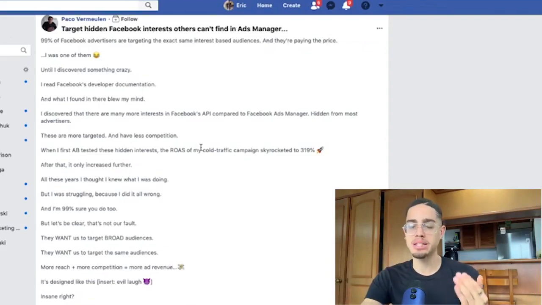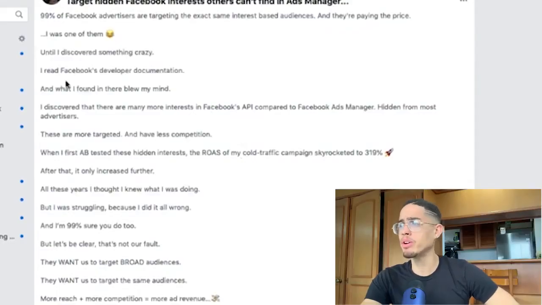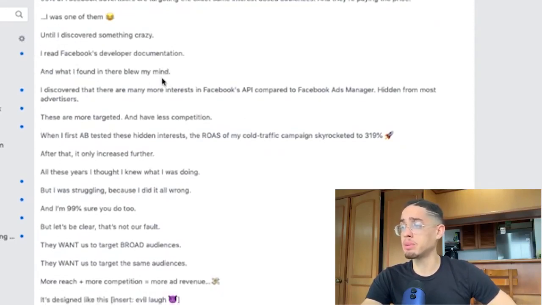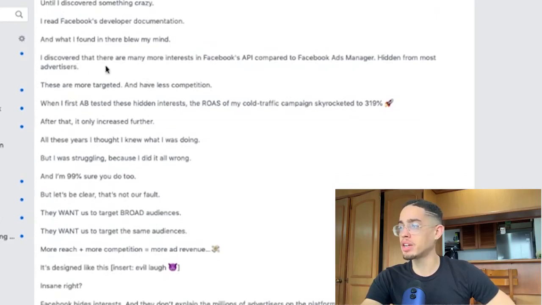Now, obviously as a marketer, I can pick this thing apart, but as a consumer, I'm not really gonna be able to pick this apart, and I still actually almost bought this product, and I probably will anyways. So, until I discovered something crazy, I read Facebook's developer documentation, and what I found in there blew my mind. I discovered that there are many more interests in Facebook API compared to Facebook Ads Manager, hidden from most advertisers. So basically, it's like a secret. People like discovering things. People like a secret. This is really good copy.